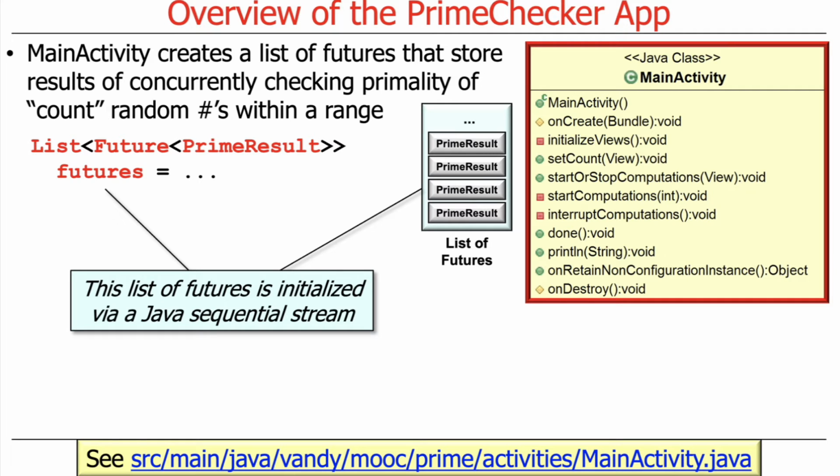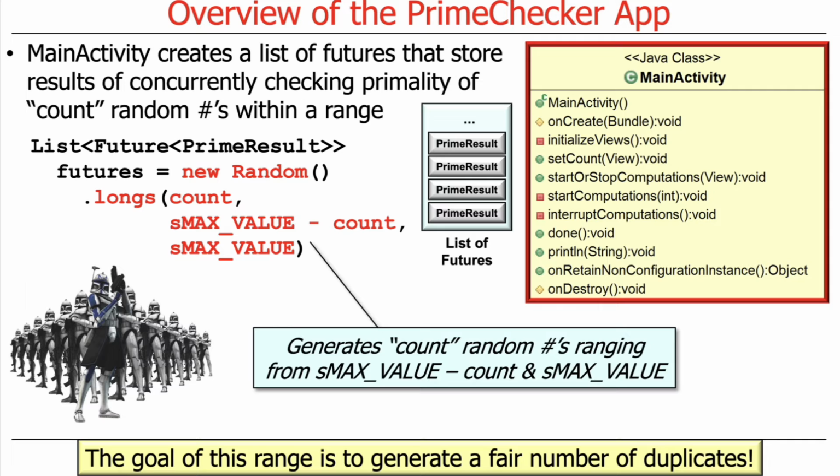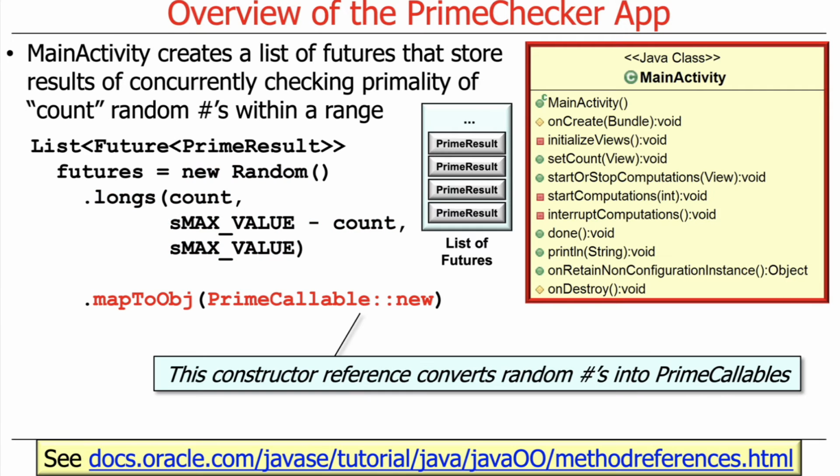But good question. So here's how we initialize this stuff. We create a stream of random numbers going from S max value to S max value minus count. And the reason for doing this is we want to be able to have duplicates. We want to induce duplicates here. So if count is large, this will give us more chance for duplicates. You'll see why we want duplicates later. It won't become obvious at the moment, but it will become obvious later. And again, the goal is to have lots of duplicates.